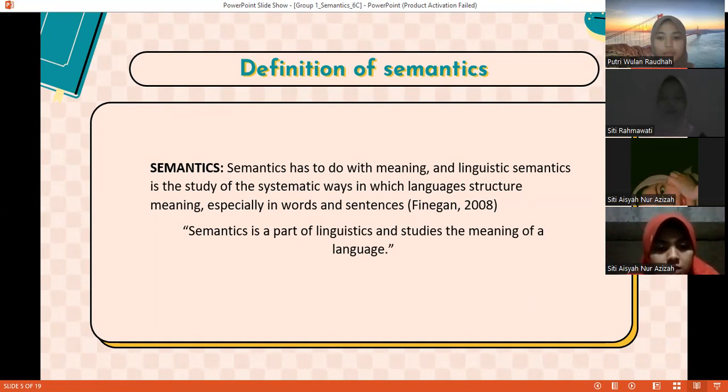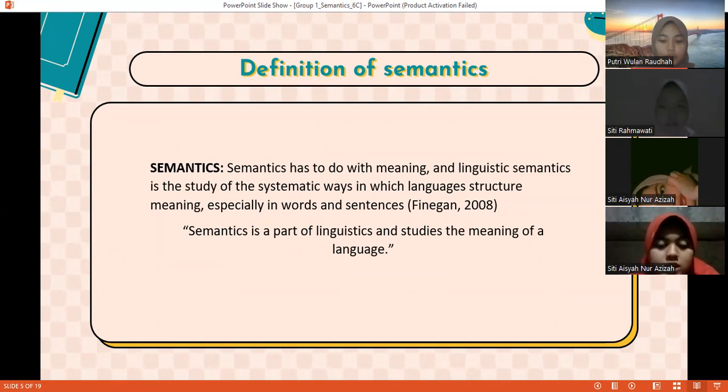According to Finnegan in his book, semantics has to do with meaning, and linguistic semantics is the study of the systematic ways in which languages structure meaning, especially in words and sentences. Semantics is also a part of linguistics, and as we know, linguistics is the study of language, in terms of sounds, form, and meaning. Semantics is the part that studies the meaning of language.